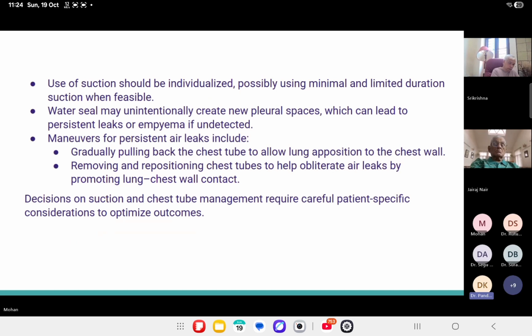Maneuvers for persistent air leaks include gradually pulling back the chest tube to allow the lung to position against the chest wall, and removing and repositioning the chest tube to help obliterate the air leak at that place, promoting lung and chest wall contact in the previous place where the drain was. Decisions on suction and chest tube management require careful patient-specific considerations to optimize outcomes.